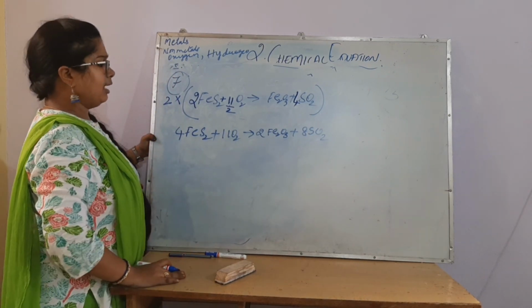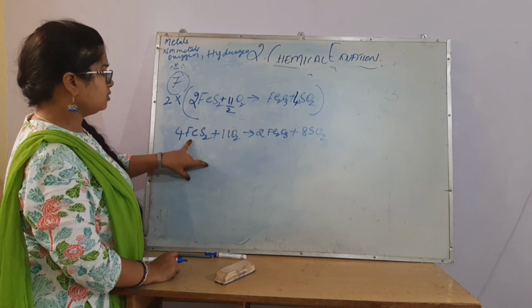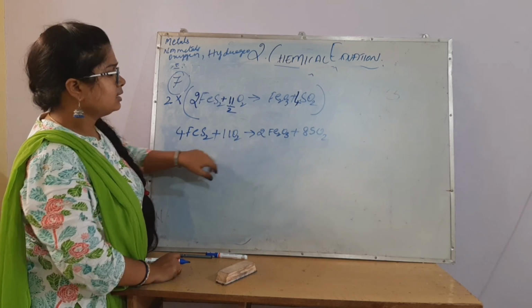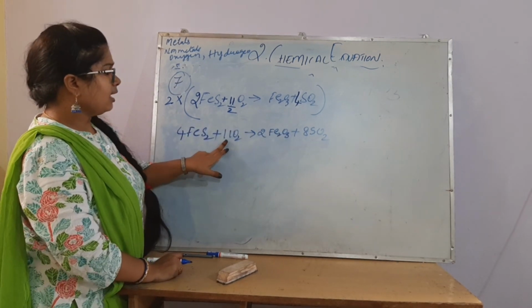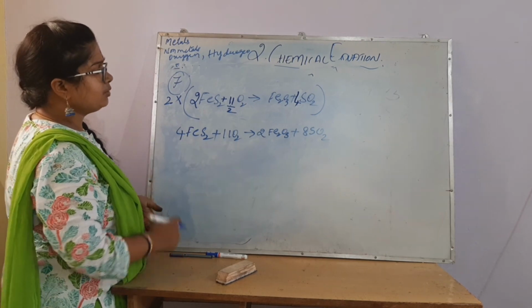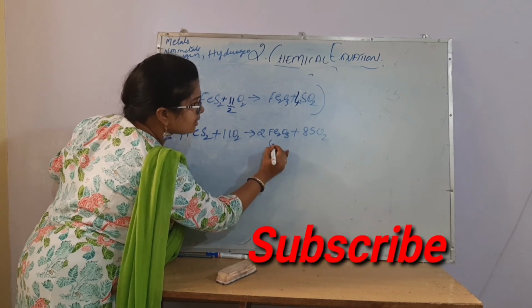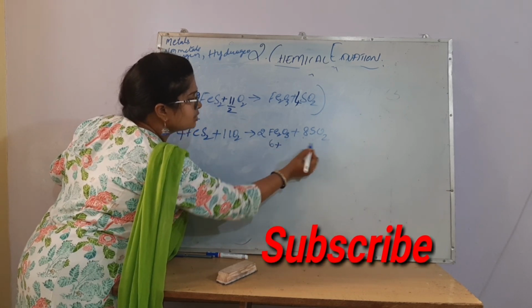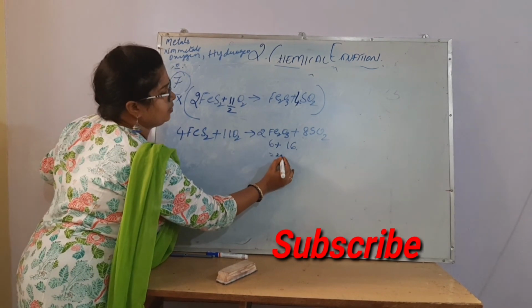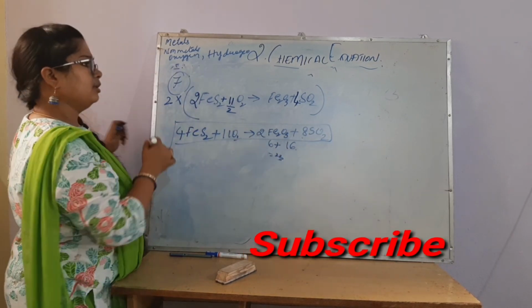Isn't it? Again check. Metals 4. Here 2 2s are 4, done. 4 2s are 8. This 8 is done. 11 2s are 22. Now oxygen, right? 2 3s are 6 plus 8 2s are 16. 16, 17, 18, 19, 20, 21, 22. 22. Then this will be your balanced equation.